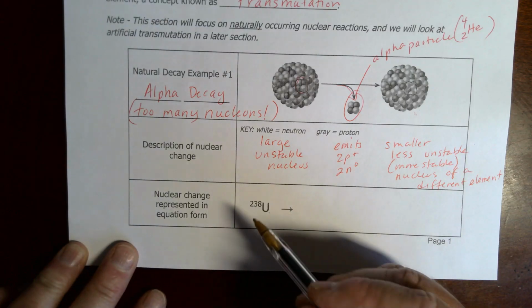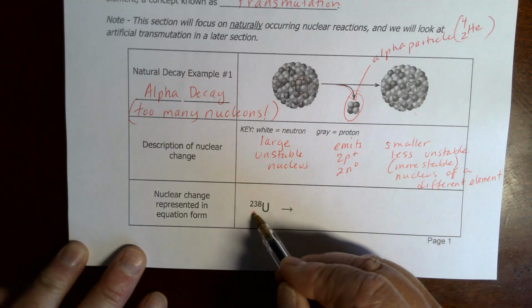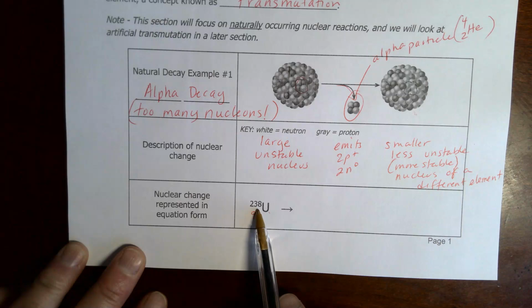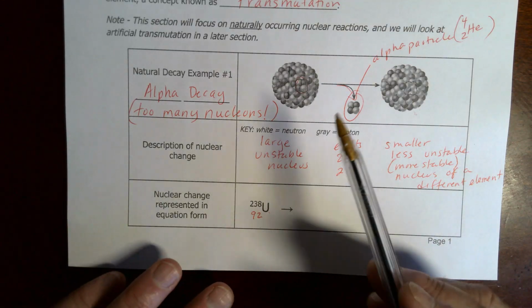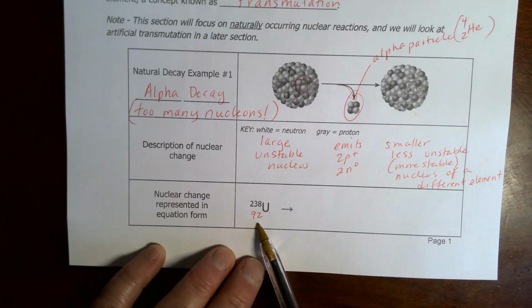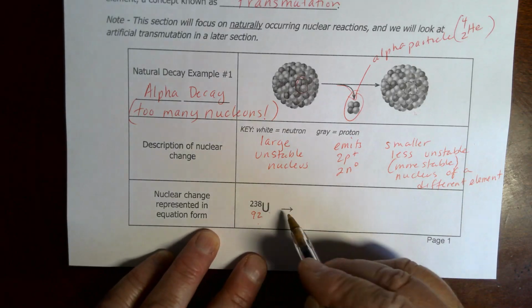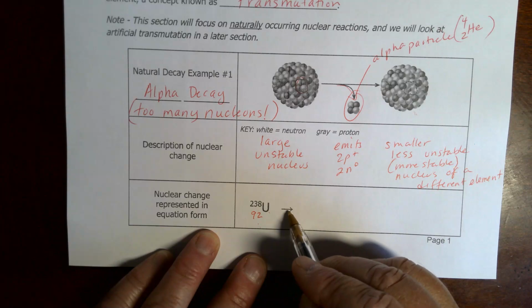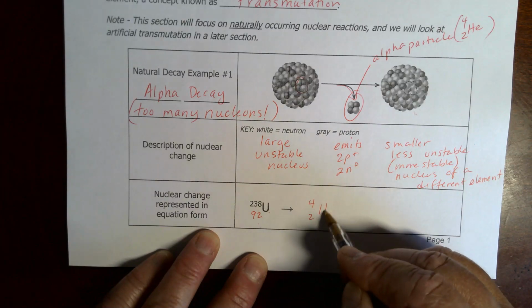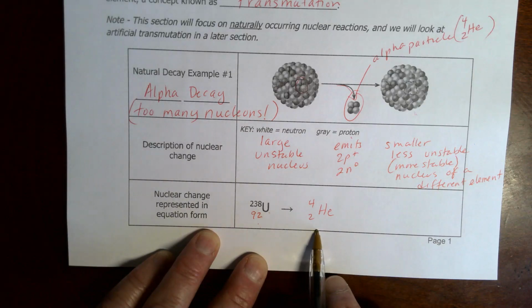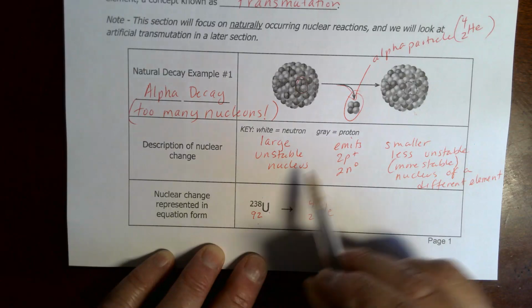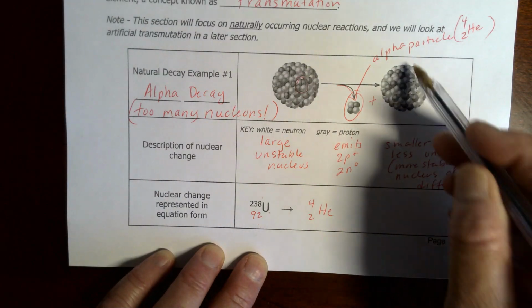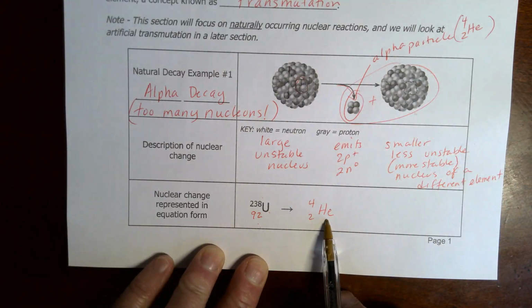Uranium is 238 over 92, the mass number of 238, the atomic number of 92. This arrow means the change is happening. An alpha particle is produced, so we're going to write that on the product side of this arrow. So we started with this. This breaks apart into two things. The alpha particle is one of those things.